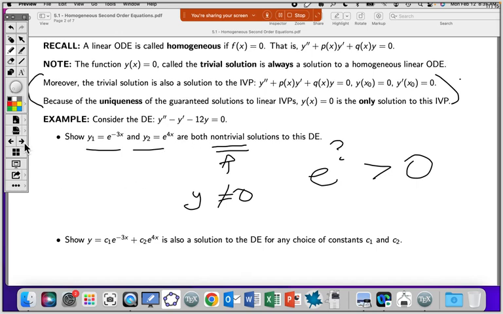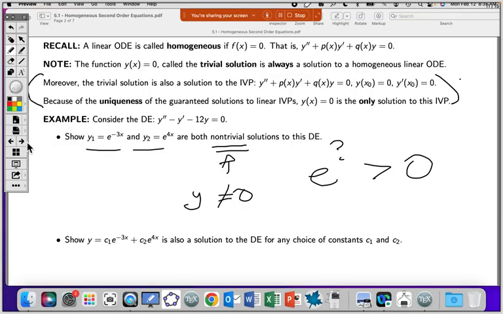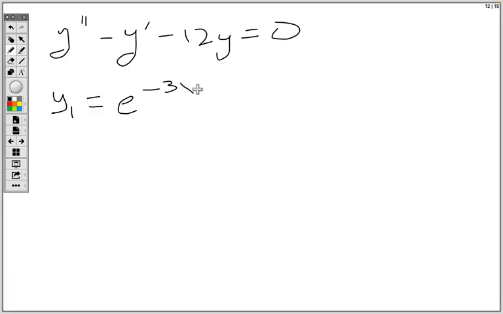If we want to show that these are solutions to the DE, what that means, going back to day 1, is that if we plug this into the diffie-q, we're going to get 0 out. So we just go through here.